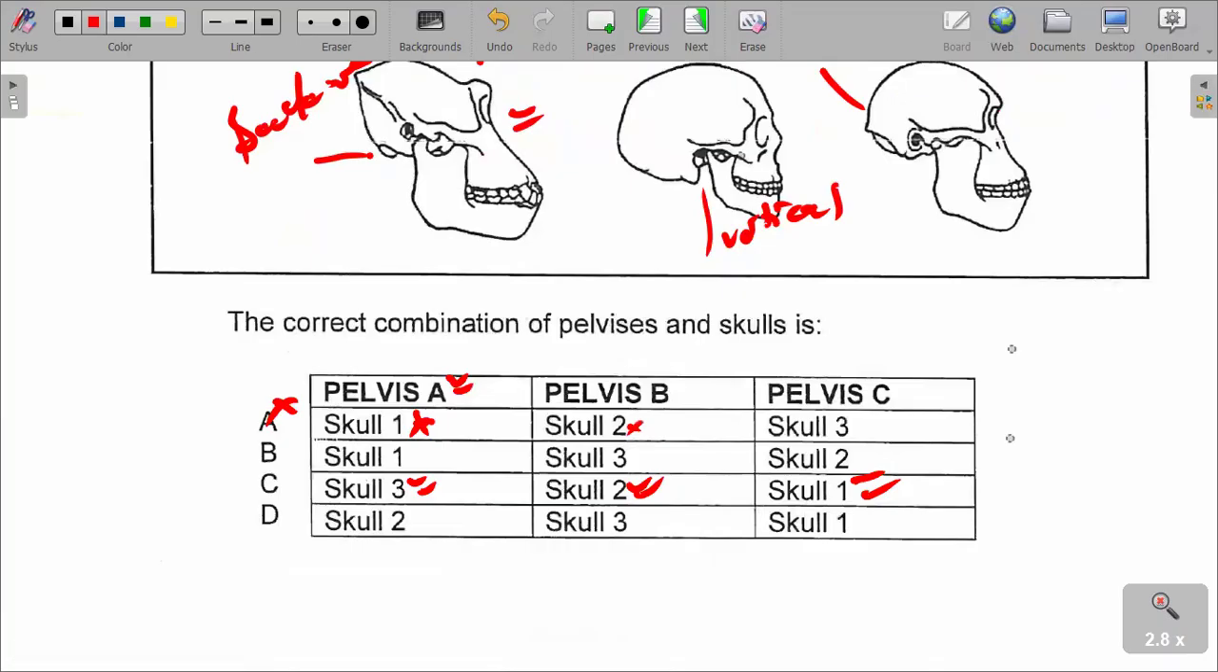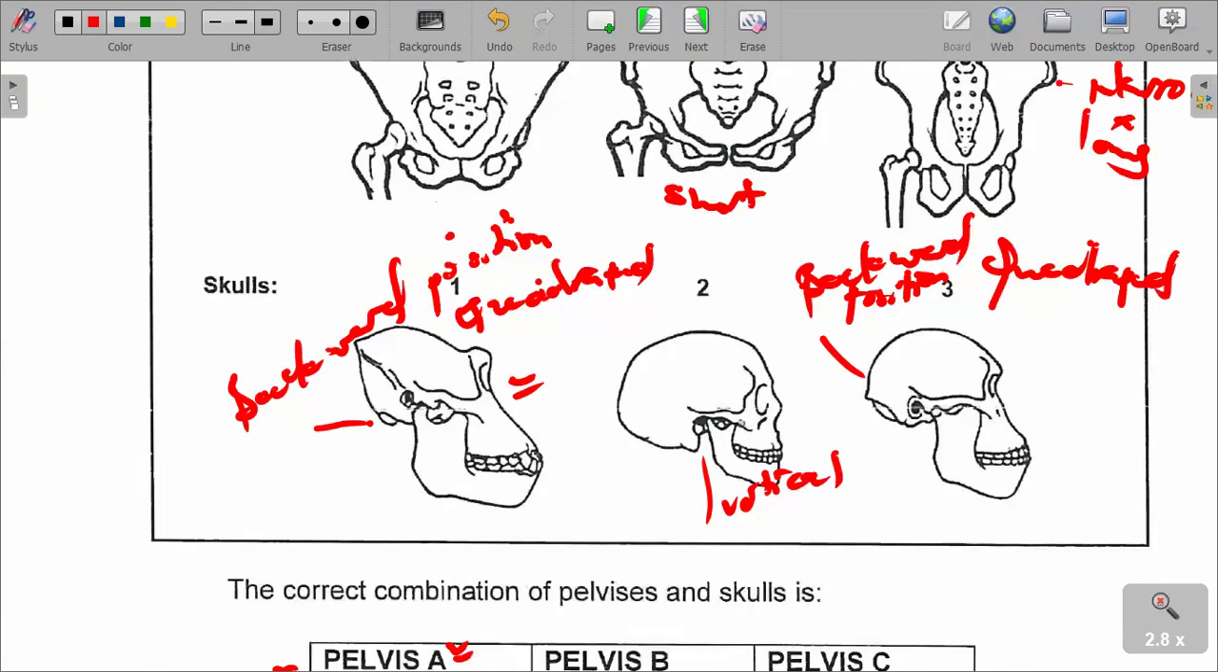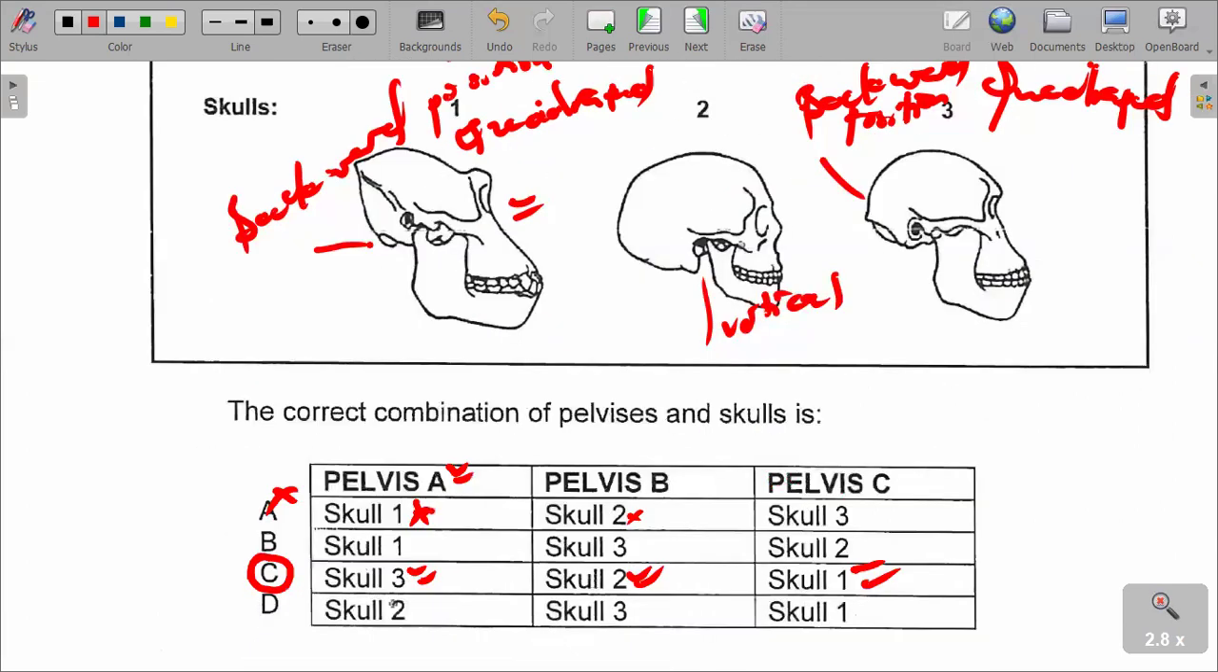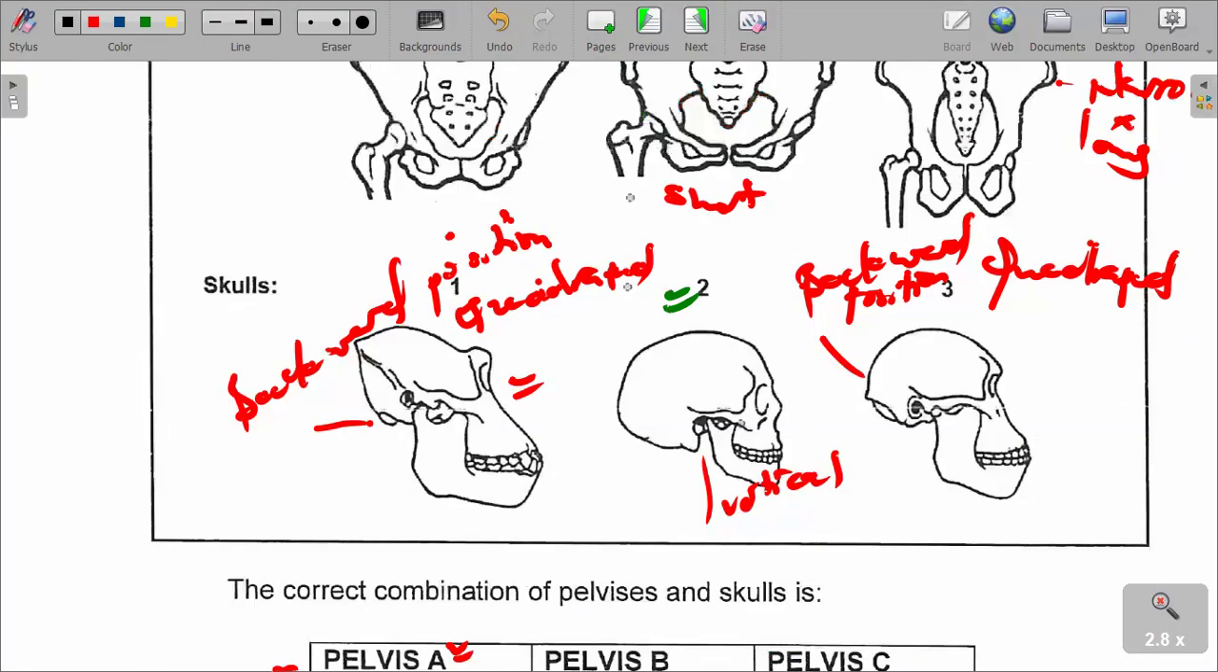foramen magnum. So the correct answer must represent a combination of 3, 2, and 1 according to the pelvises A, B, C. Pelvis A represents skull number 3, and pelvis B represents skull number 2. So according to this, they match. And then also A, if we put it differently, matches with 3.